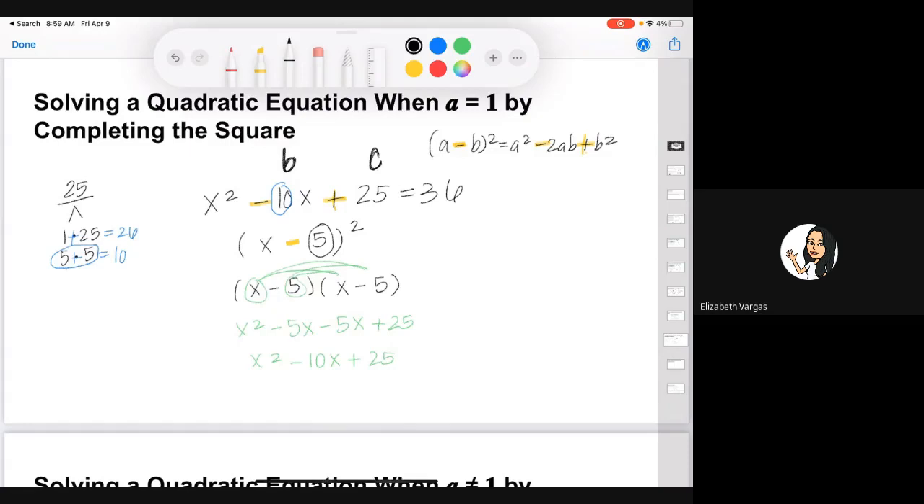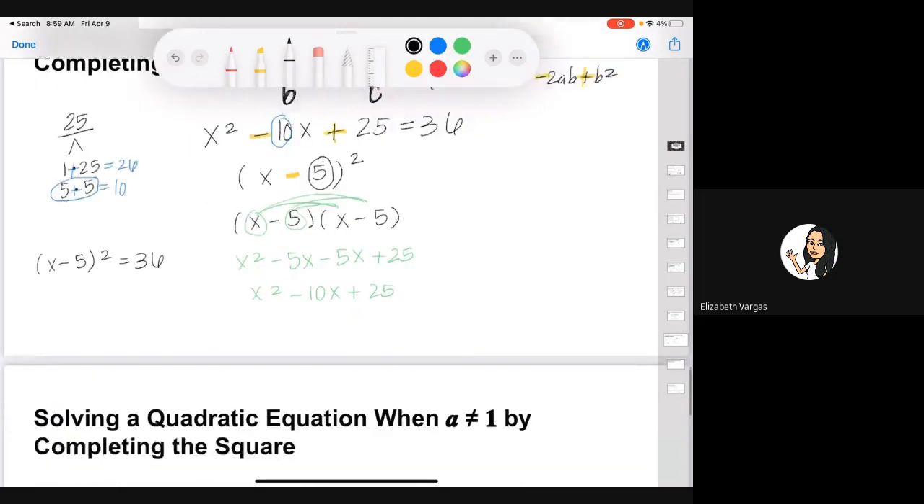Does that make sense, kind of? Yes. Yeah? Okay. And so that's how, once I know that I have x minus 5 squared, well, then I can just write the equation like that and then solve from there. Find my x like that. Okay? All right.